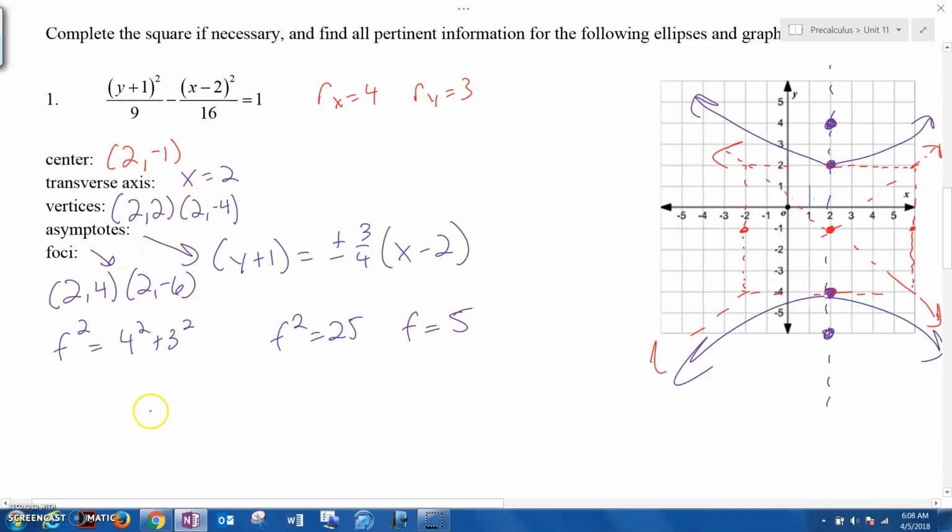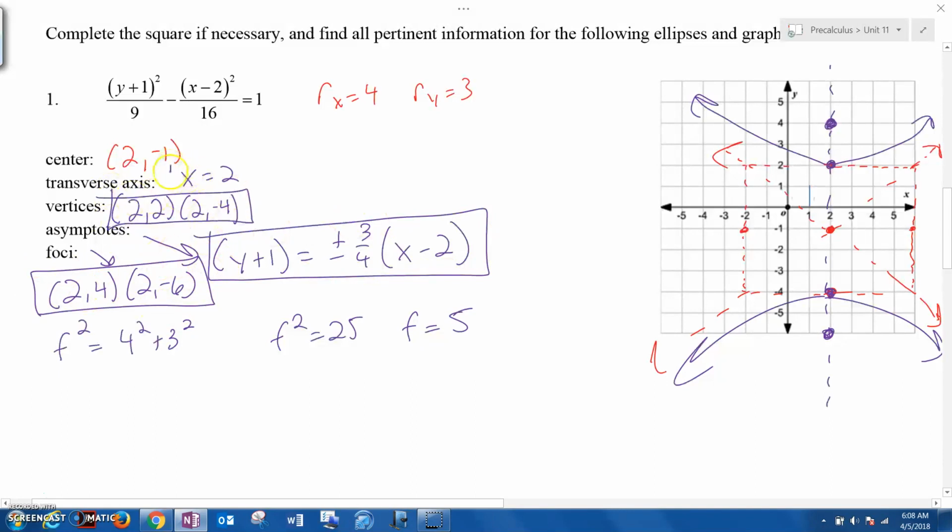Okay, so those are all the pieces that we need: foci, asymptote equation, vertices, the transverse axis. Now if I said what's the conjugate axis, you would draw the horizontal line this time. You'd say y equals -1, and the center.